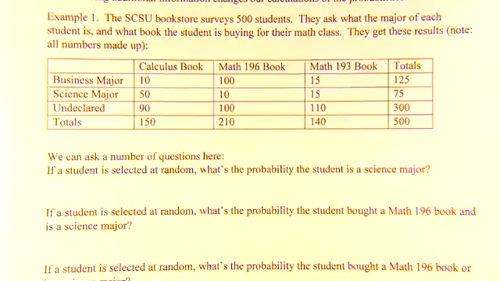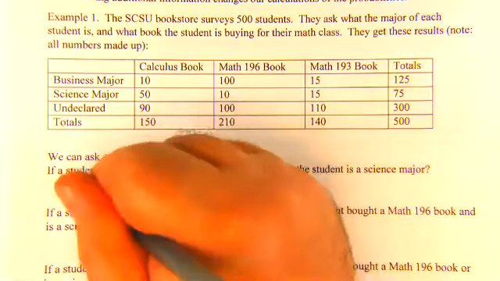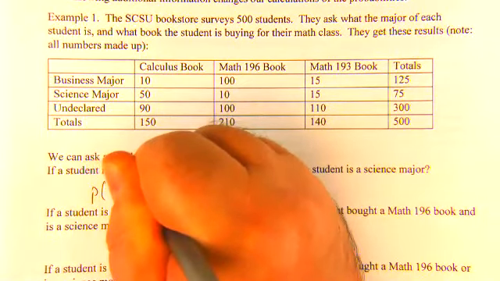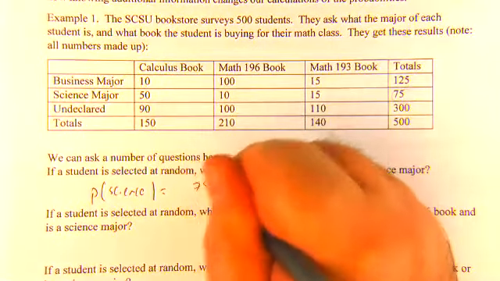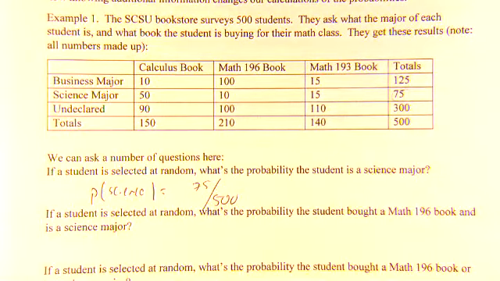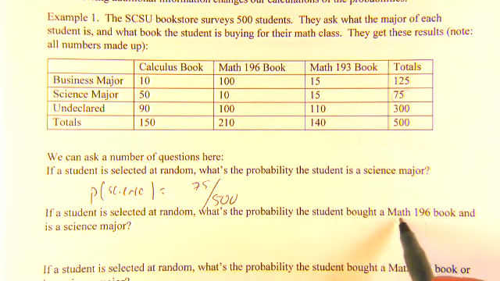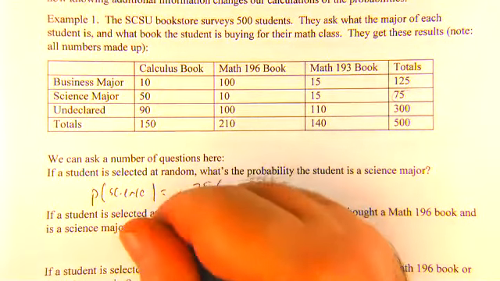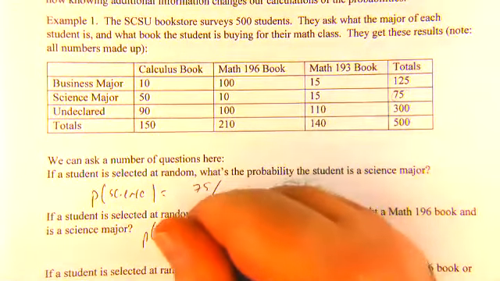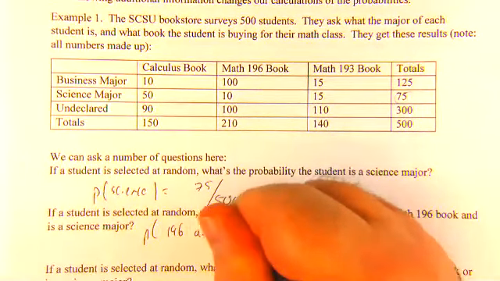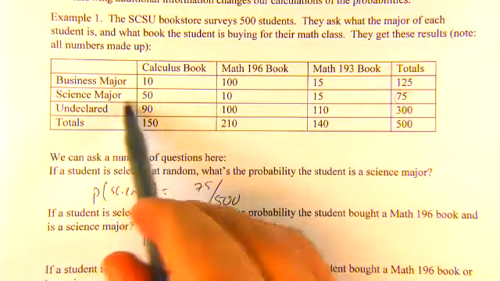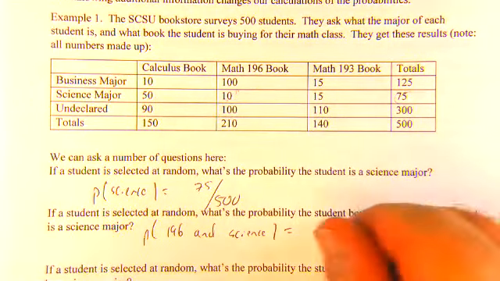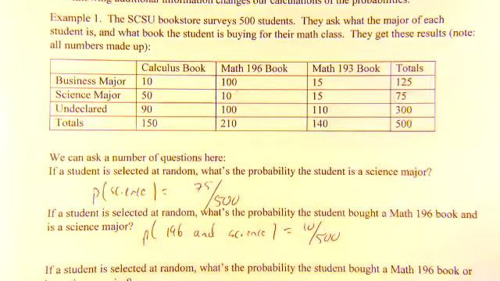If a student is selected at random, what's the probability that they're a science major? Probability of science major, there's 75 students out of 500, so 75 out of 500. Probability that a student bought a Math 196 book and is a science major: science major, Math 196 books, it was 10 out of 500, 2%.